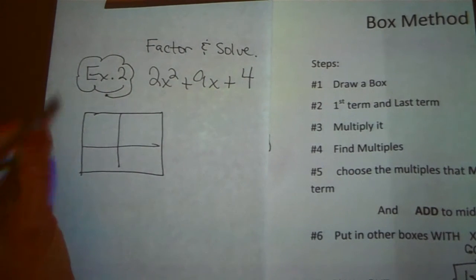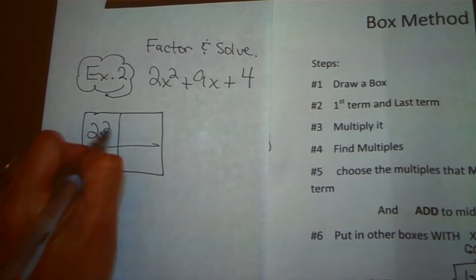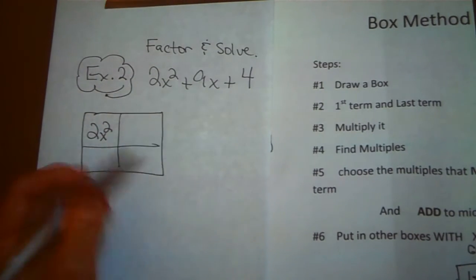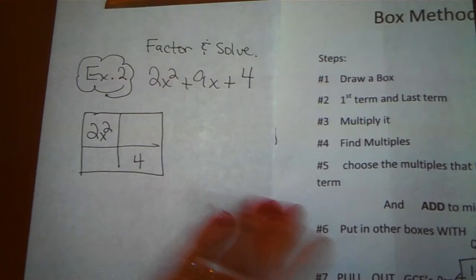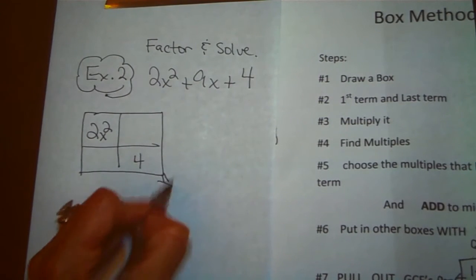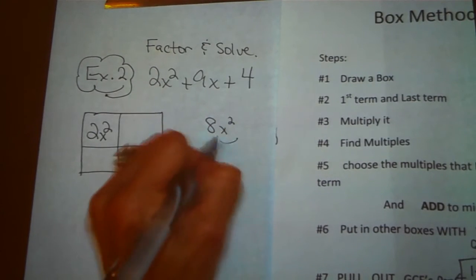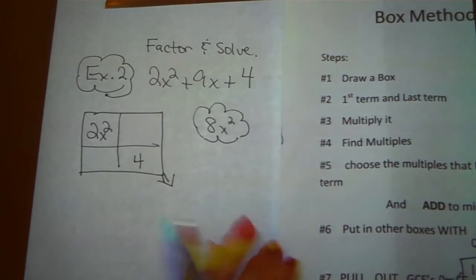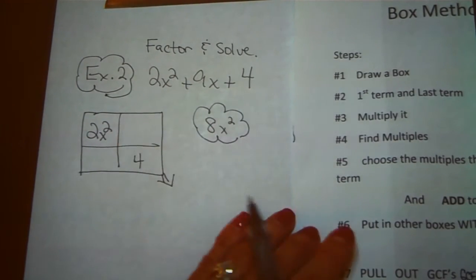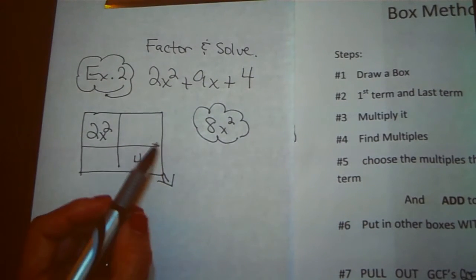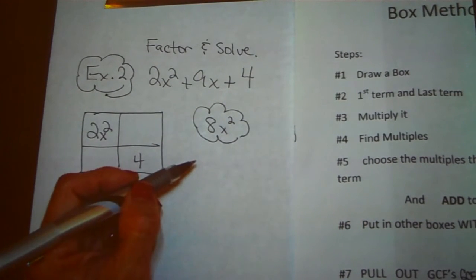Step 2, we're going to write the first term, 2x squared, and the last term, which is your 4. Now step 3 says multiply it. 2x squared times 4 is 8x squared. Here's my multiply term. Now, step 4 says find the multiples, which are my factors.